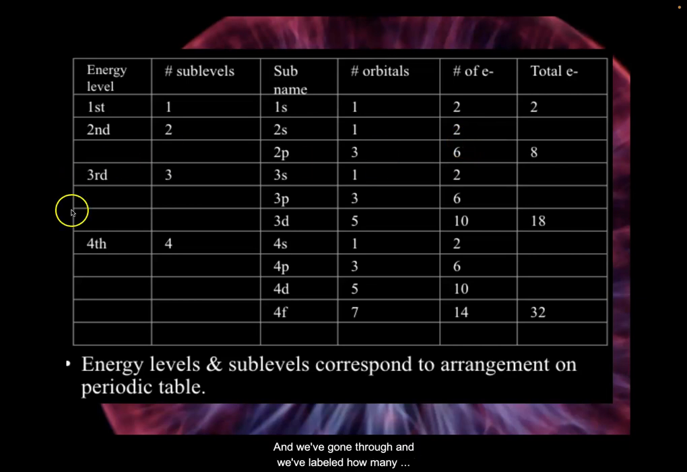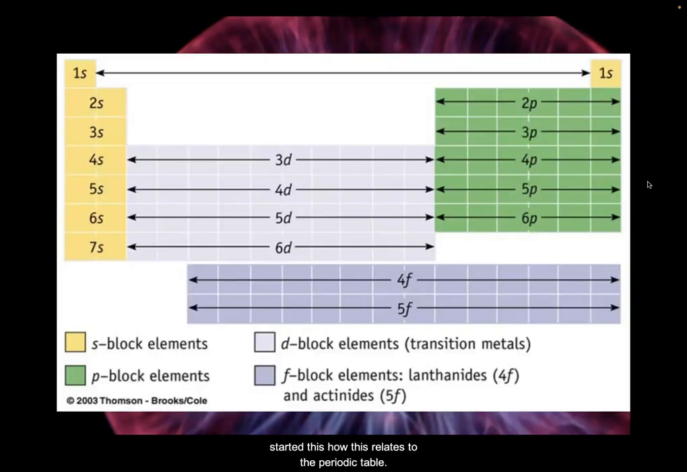And we've gone through and we've labeled how many electrons you can have in each particular principal energy level and each sublevel, like our SPD and F sublevels, and then how many we can combine together to get our total electrons. And we've talked about when we first started this, how this relates to the periodic table. So as you've been doing your electron configurations, as your teacher made you do what felt like the same thing over and over and over again, the hope was that you were starting to see a pattern.